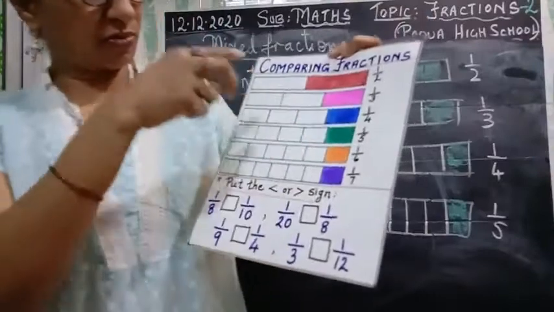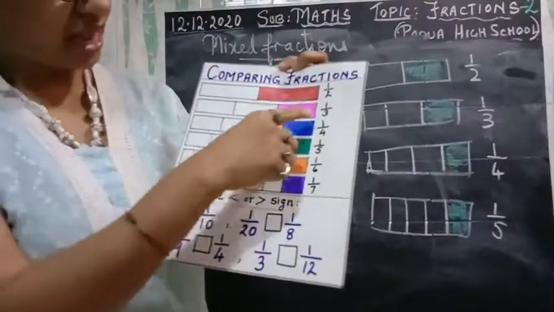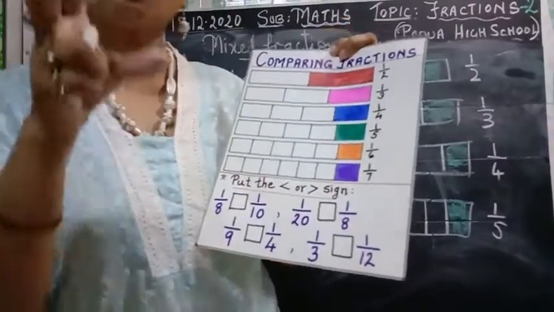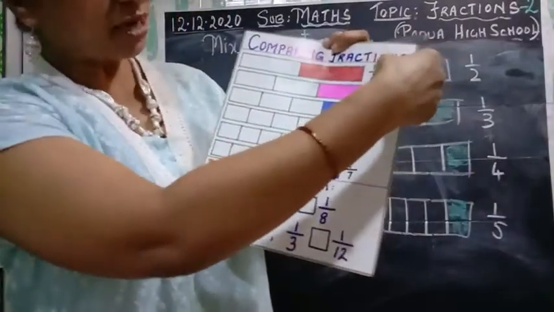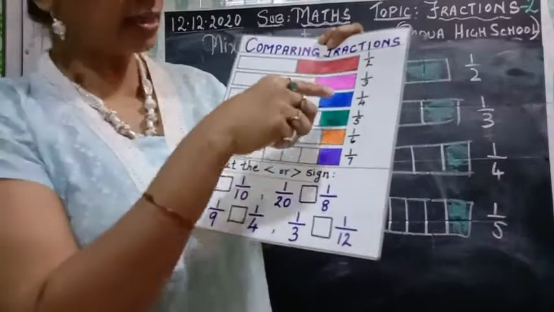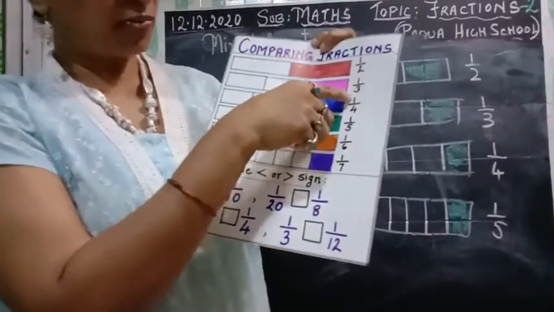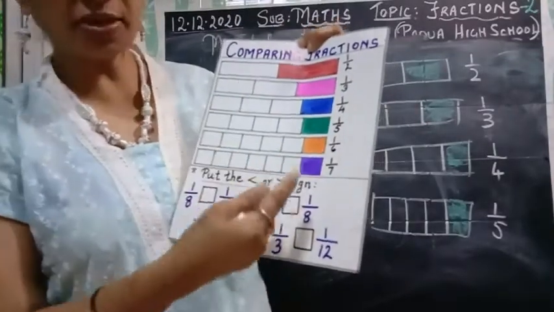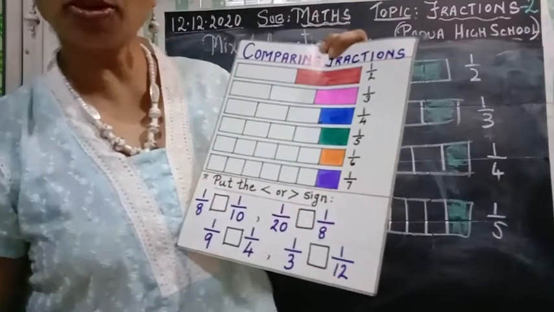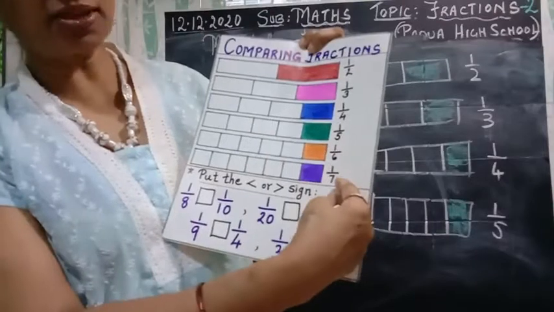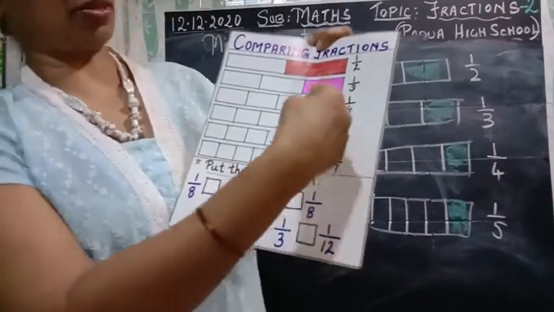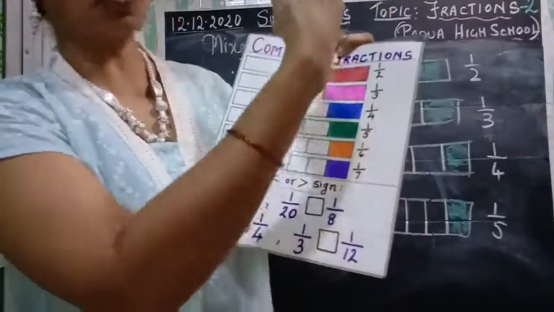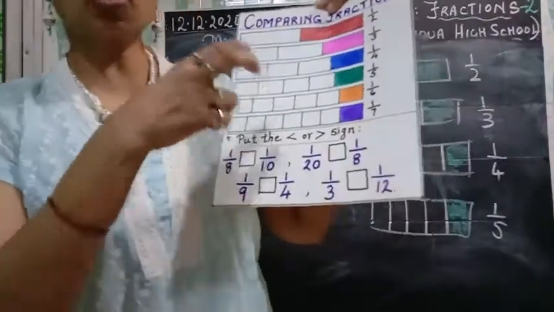So what you have to learn, children, in comparing fractions is that the greater the denominator, the smaller the value of the fraction. So this 1/2 is bigger than 1/3. 1/3 is bigger than 1/4. 1/4 is bigger than 1/5. 1/5 is bigger than 1/6. 1/6 is greater than 1/7. And if you look the opposite way, 1/7 is lesser than 1/6. 1/6 is lesser than 1/5. 1/5 is lesser than 1/4. 1/4 is lesser than 1/3. 1/3 is lesser than 1/2. So they keep getting smaller and smaller.